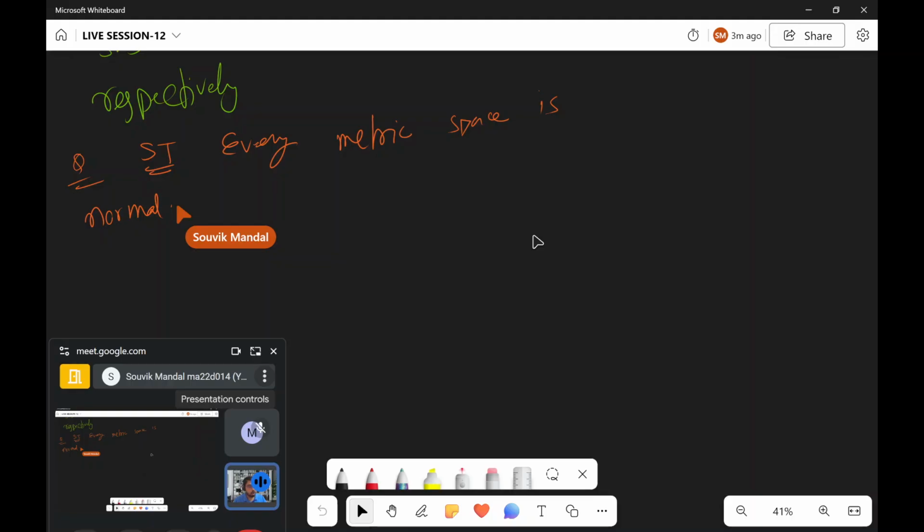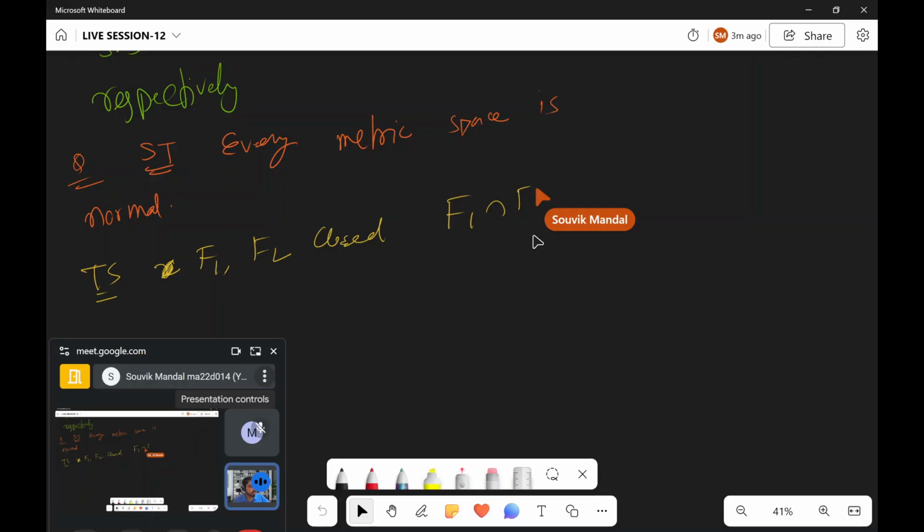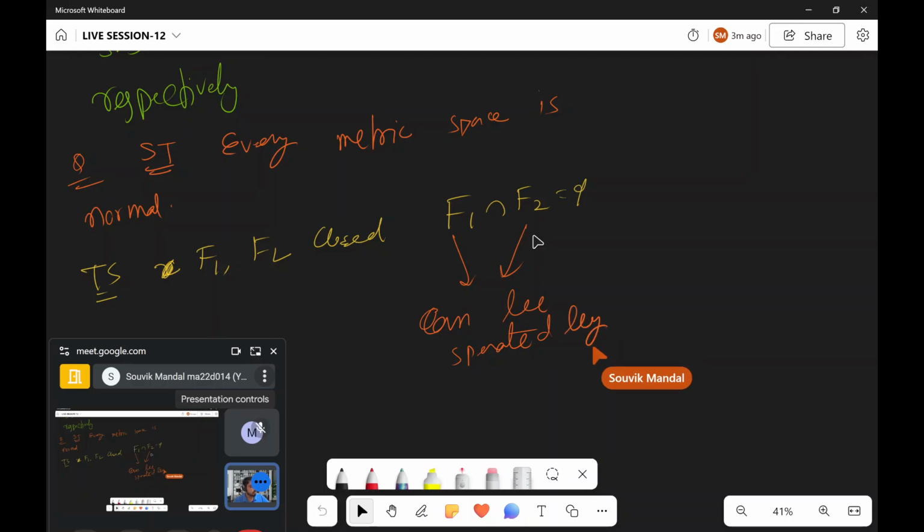Every metric space is normal. In order to show this, we need to show that if we take two closed sets F1, F2 such that F1 intersection F2 is empty, then these two closed sets can be separated by open subsets. So that's what you need to show.